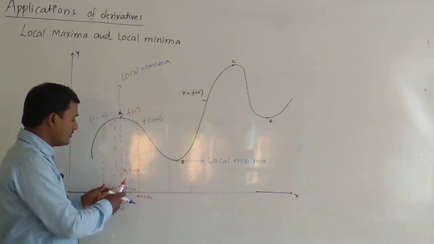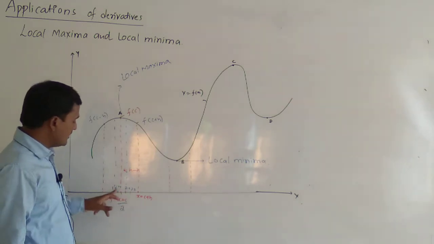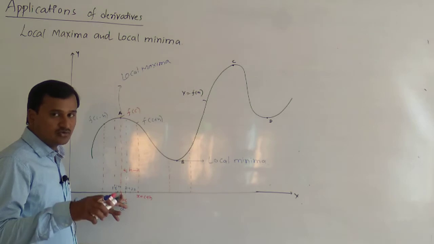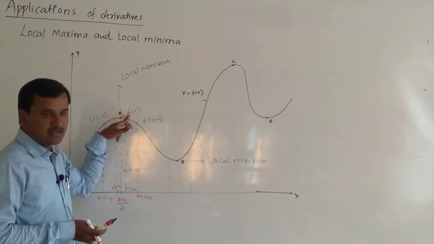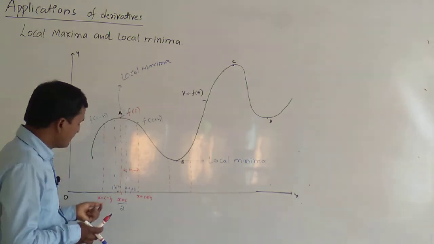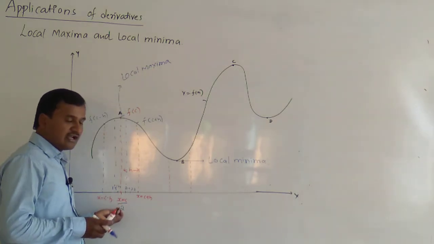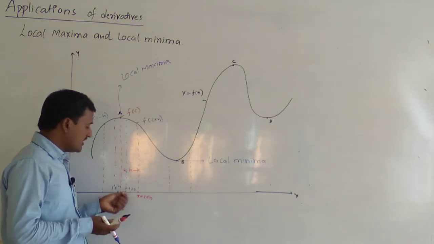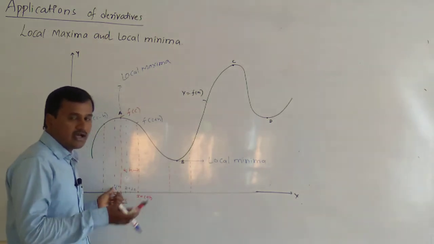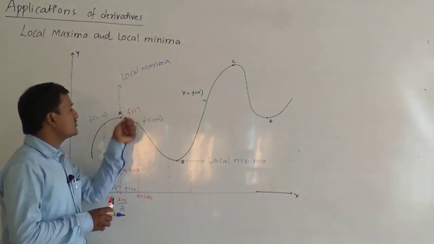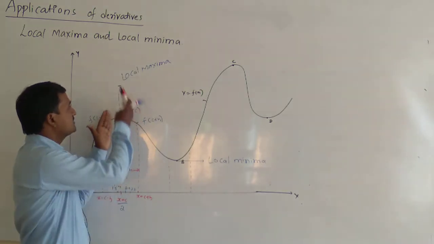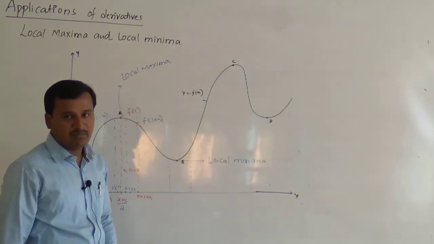As compared to the functional values at 2.1 and 1.9, the functional value at x equal to 2 is the maximum. Hence it is called a local maxima. It means that at x equal to 2, in the neighborhood of the point 2, they are 2.1 and 1.9. As compared to 2.1 and 1.9, the functional value f of 2 is maximum. Hence this is called a local maxima.